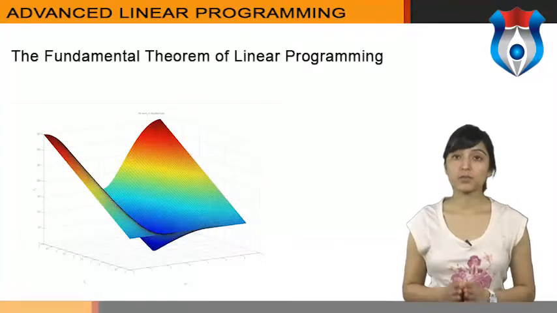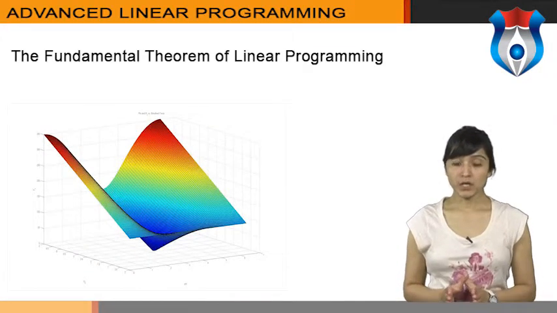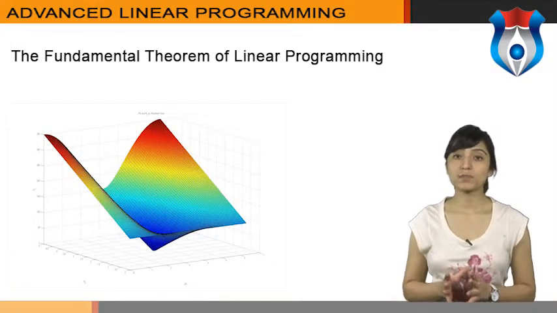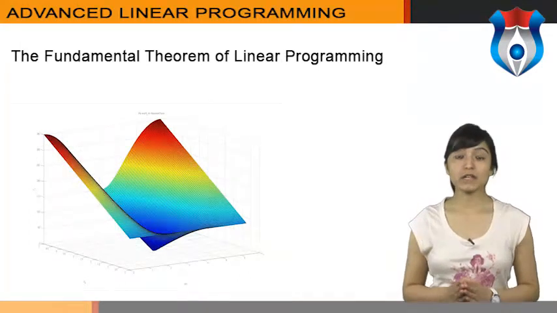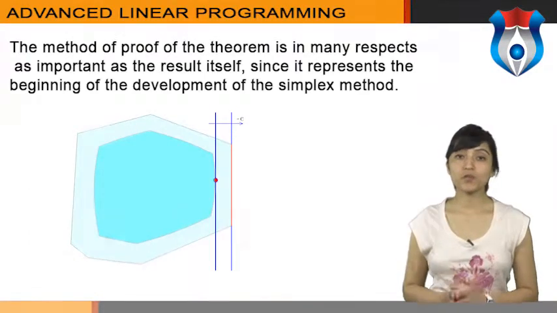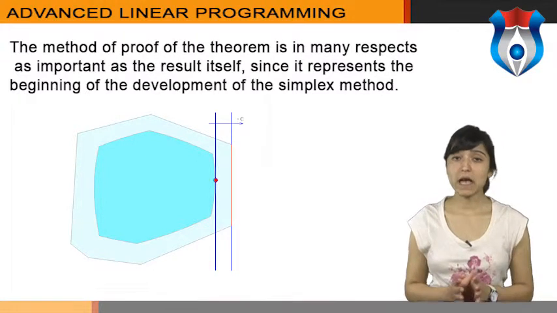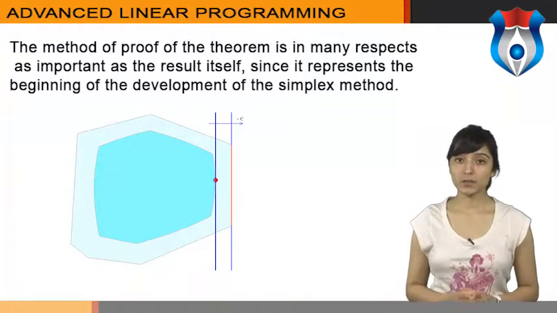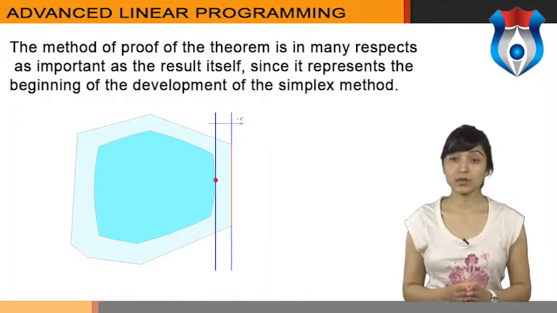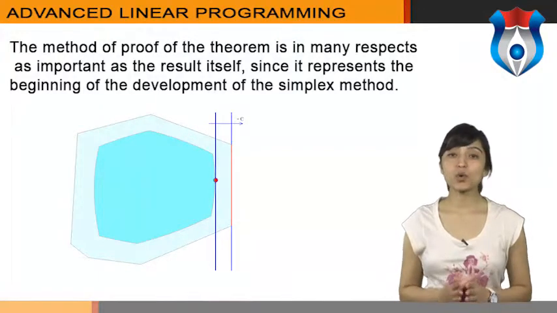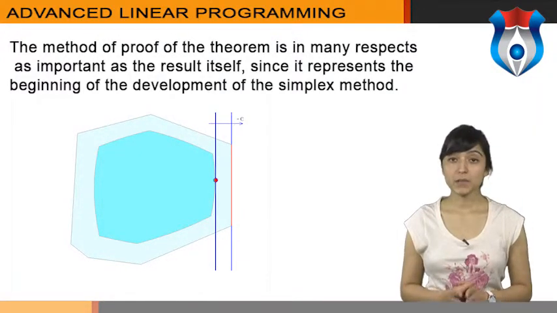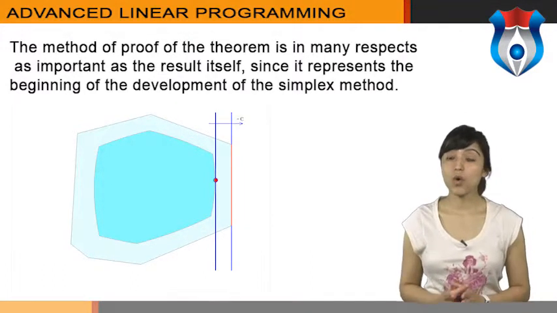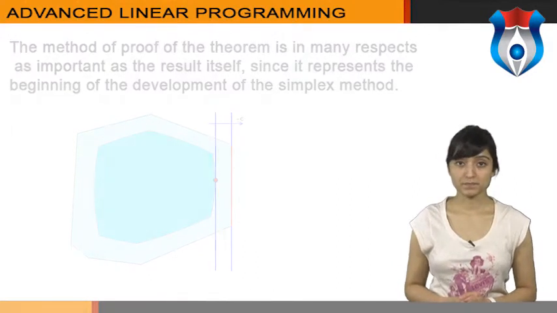The fundamental theorem of linear programming. Through the fundamental theorem of linear programming, we establish the primary importance of basic feasible solutions in solving linear programs. The method of proof of the theorem is in many respects as important as the result itself, since it represents the beginning of the development of Simplex method. The theorem itself shows that it is necessary only to consider basic feasible solutions when seeking an optimal solution to a linear program, because the optimal value is always achieved at such a solution.